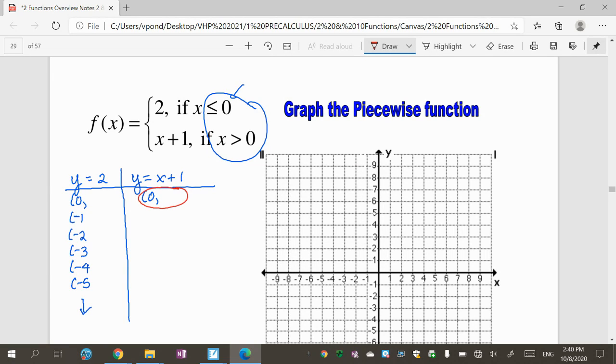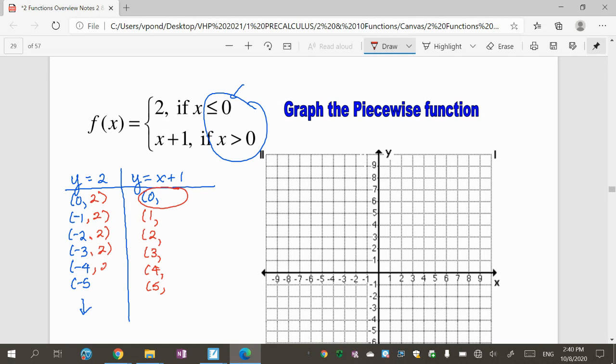Okay, so I'm going to circle this because that point's not really on there unless they happen to match. And then I'm going to go up 1, 2, because it says it's greater than 3, 4, 5. Okay. So now let's plug in this one. So my piece here is y equals 2, no matter what this is. So this is 0, 2, 2, 2.